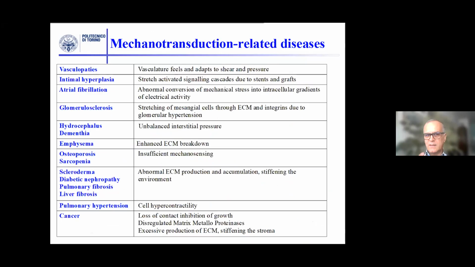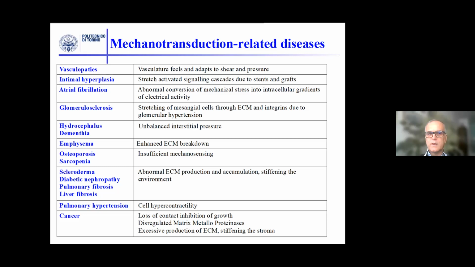Now coming to some examples: vasculopathies. The vessel walls feel and adapt to shear stress and to pressure. For instance, they can dilate, as in hypertension, which is classical, or reduce in size. They can even shunt. They can form aneurysms. They develop plaques and so on.